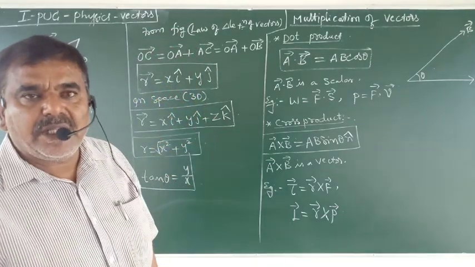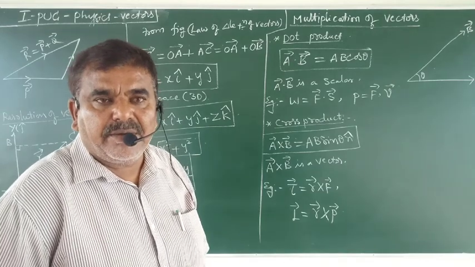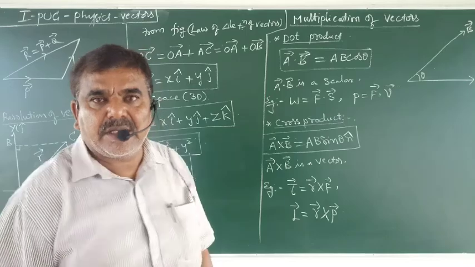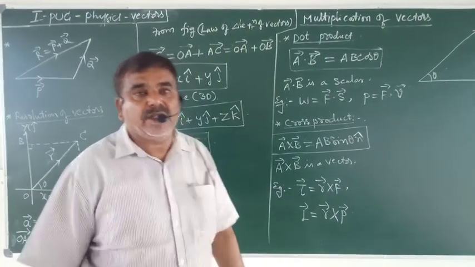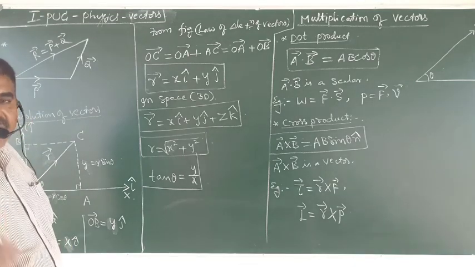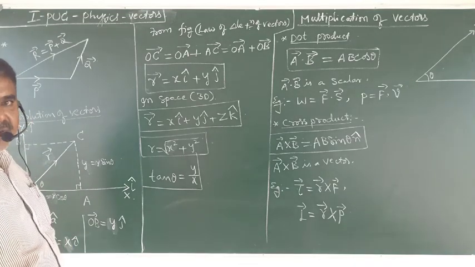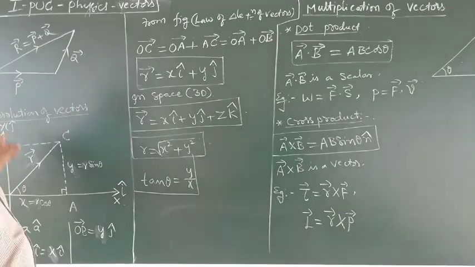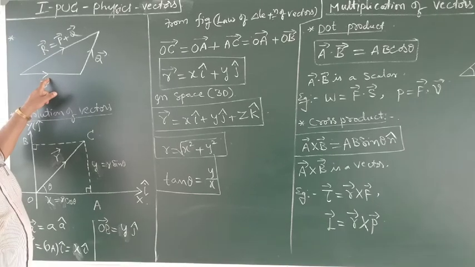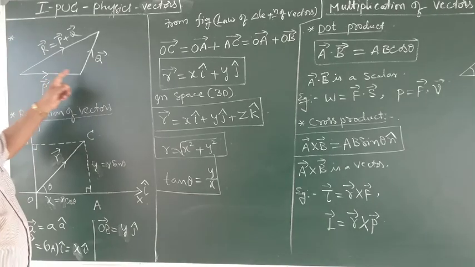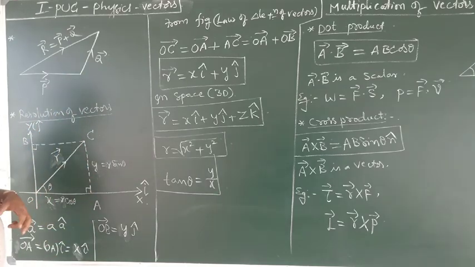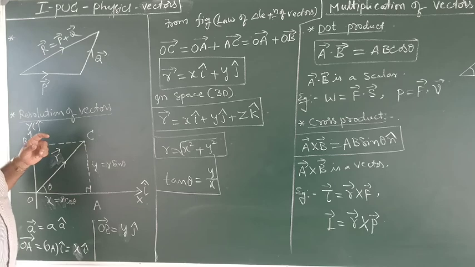In the previous sessions we learned about vectors. The physical quantities are broadly classified into scalars and vectors. Representation of a vector: please understand after the definition. A vector has both magnitude and direction. It is represented by a straight line with an arrowhead. The length of the straight line gives the magnitude, the arrowhead gives the direction.